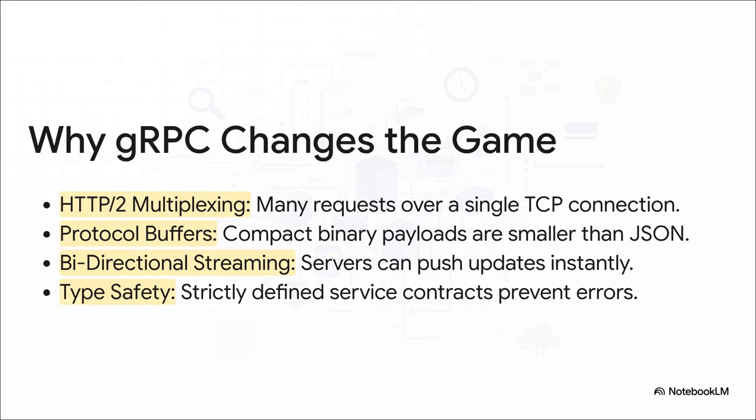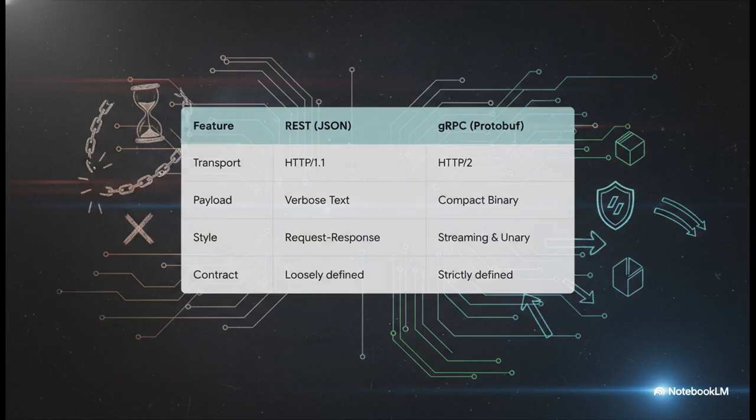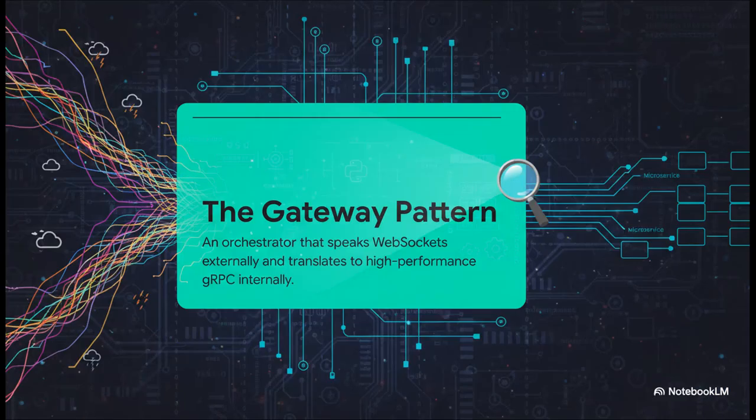And maybe coolest of all, it allows for streaming, so your servers can just push updates the instant they happen. No more asking, are we there yet? It's exactly what you need for real-time control. I mean, just look at this side-by-side comparison. For this specific job, our internal control plane, REST is just completely outmatched. It's like bringing a bike to a Formula One race. gRPC is purpose-built for this high-speed, high-efficiency environment. It's faster, it's lighter, and its contracts are rock solid. It's a no-brainer.